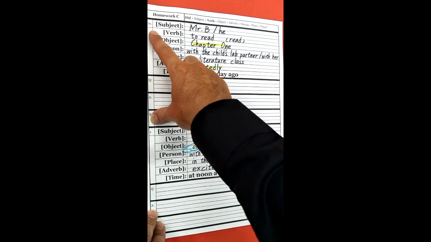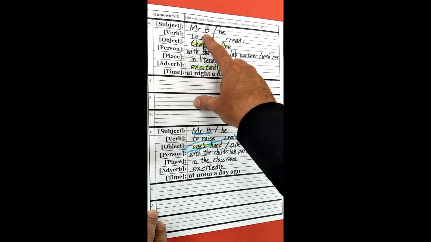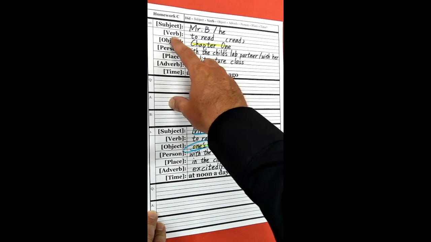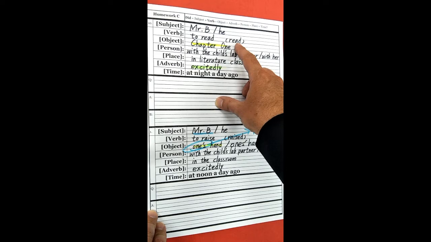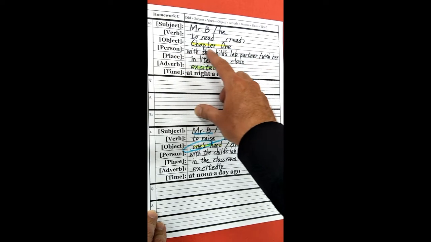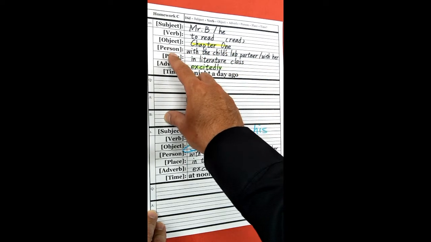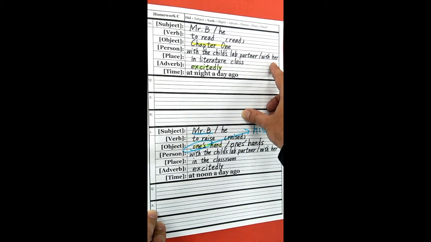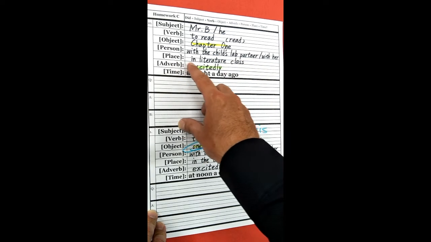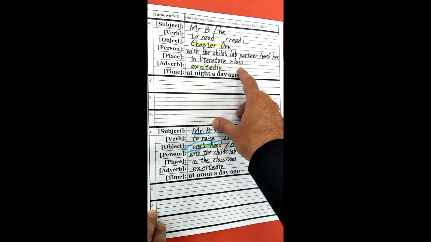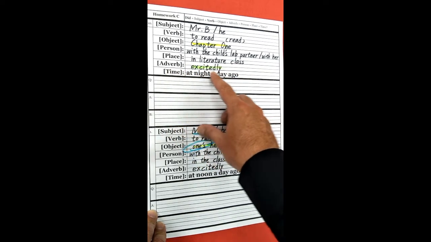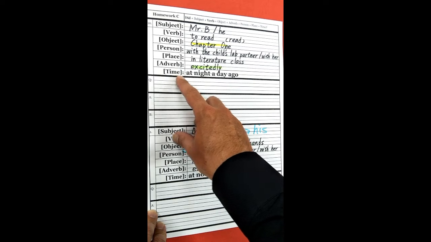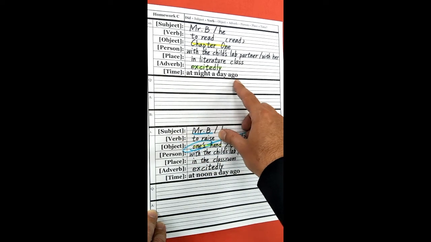Okay, number 10. Subject, Mr. B, he. Verb, to read, read. Object, chapter 1. Person, with the child's lab partner, with her. Place, in literature class. Adverb, excitedly. Time, at night a day ago.